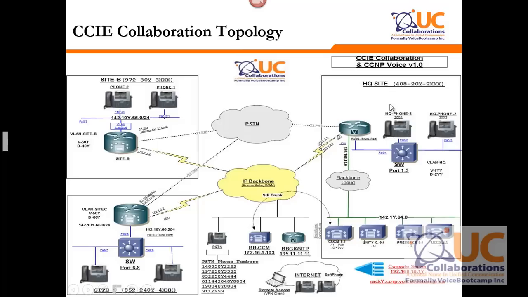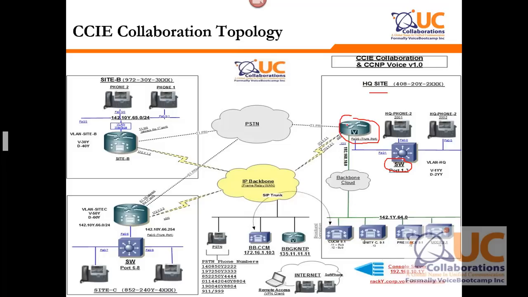Here we have, for example, a 3-site location. We have the head office with two IP phones, HQ phone 1 and phone 2, connected to a switch called switch SW on ports 1, 2, and 3. We also have an HQ router which connects to the switch in the same VLAN as these two phones, followed by a backbone connection which ultimately goes to the backbone Call Manager servers.